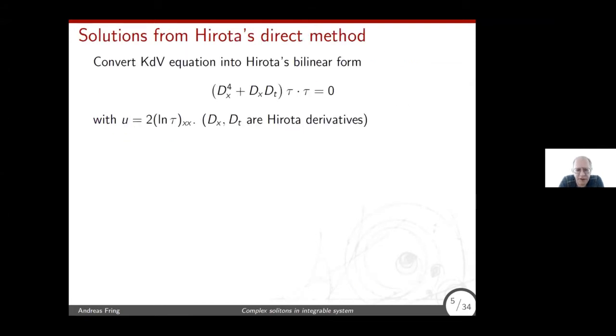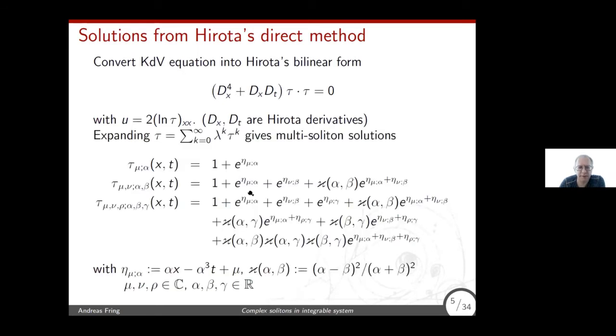Now, how to solve these equations? There's one method, and I'll just give a flavor of this. It's called the Hirota bilinear method. You convert the system into a bilinear form. That's the trick here. I will not have time to go into more detail on this.